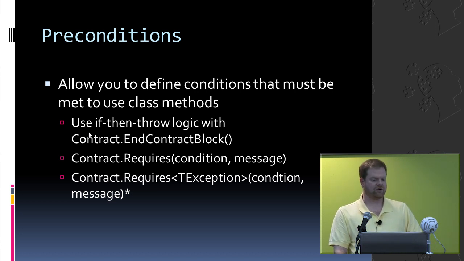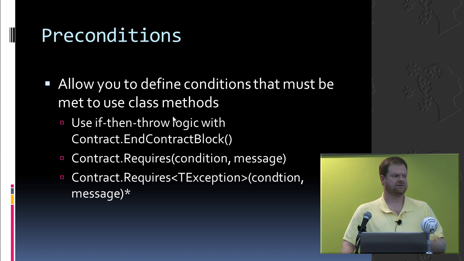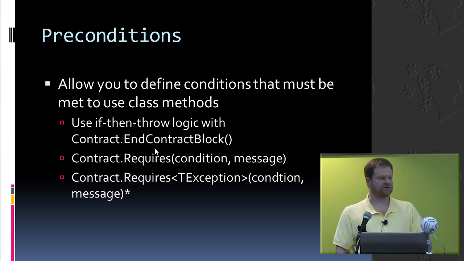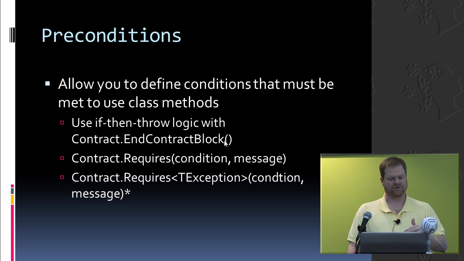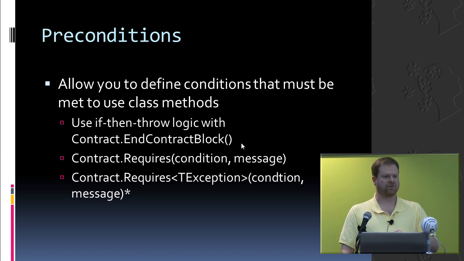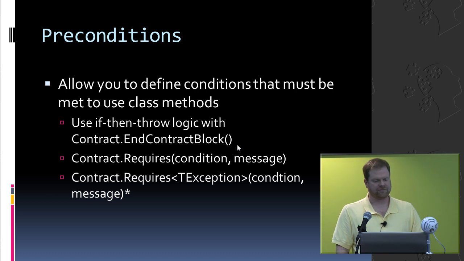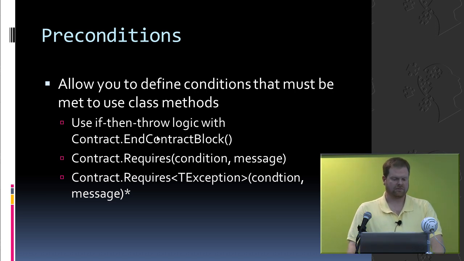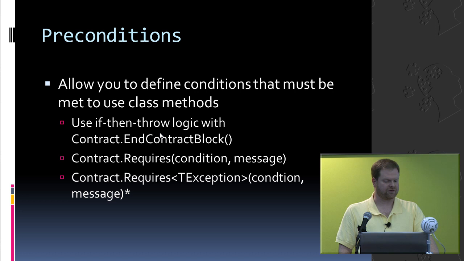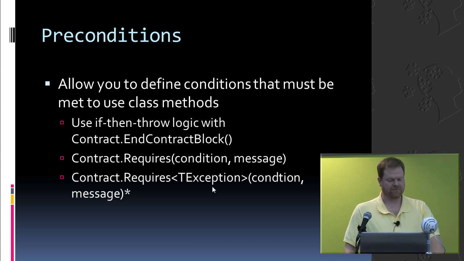You can leave your if-then-throw logic in your method and just put a Contract.EndContractBlock at the end of all of that code. What that'll tell the static checker is that everything above this particular end contract block is something that it should check and try to validate for your method. Or if you decide that you don't want your if-then-throw logic in there, you can replace it with the Contract.Requires or the Contract.Requires<TException>.